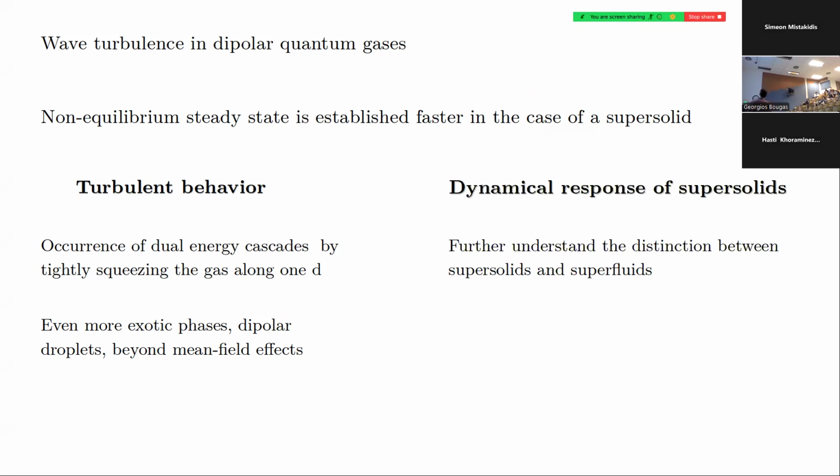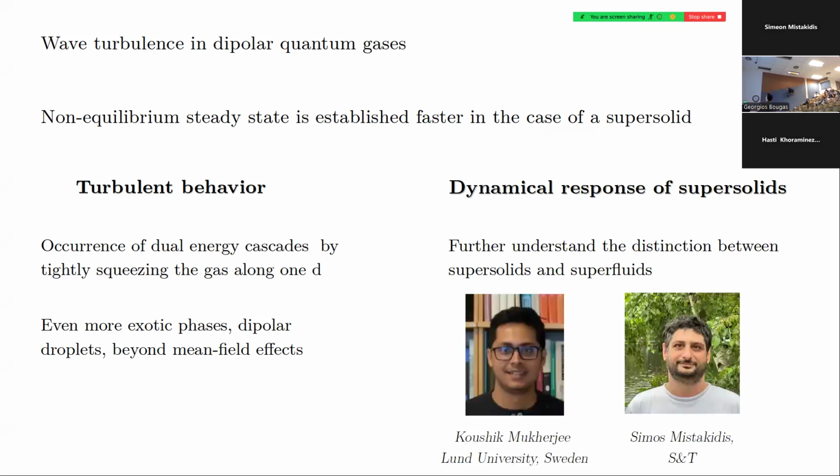But also, there is another possibility to study further the dynamical response of supersolids and understand better their difference with respect to superfluids. For instance, when you introduce some small perturbation into the system, and you study how this perturbation expands through time.